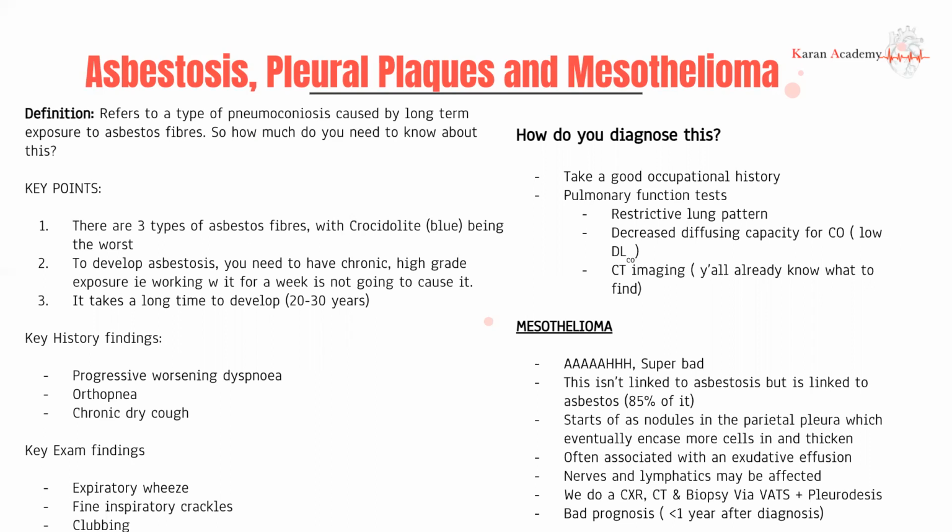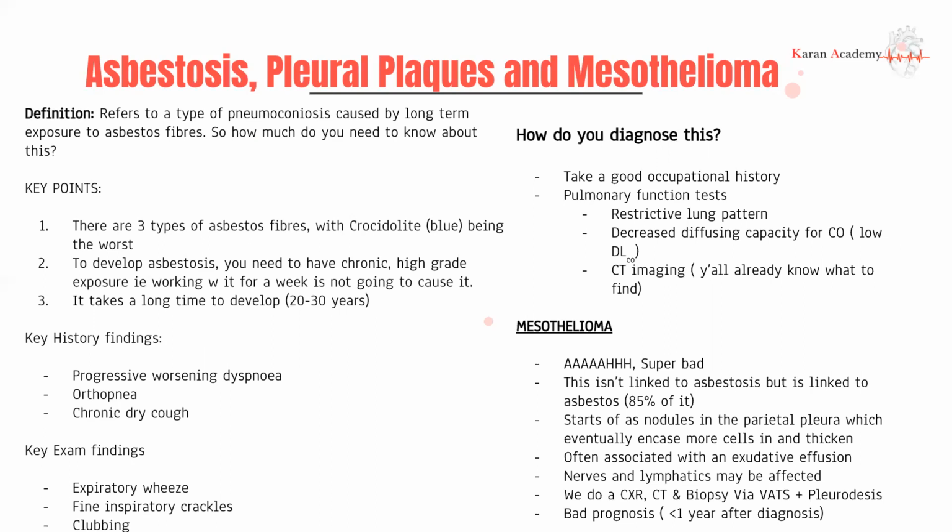Pulmonary function testing would often show a restrictive lung pattern, and then you can do a DLCO, which would show a decreased diffusion capacity. You can also do CT imaging, and we've talked about what CT imaging looks like for restrictive lung pathologies in our lecture on restrictive lung pathologies.